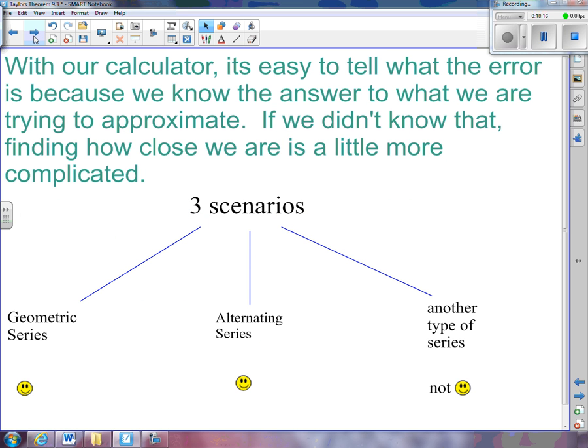So here are the possible things that could happen when we approximate our error. With our calculator, it's easy to tell what the error is because you know what the real answer is supposed to be.